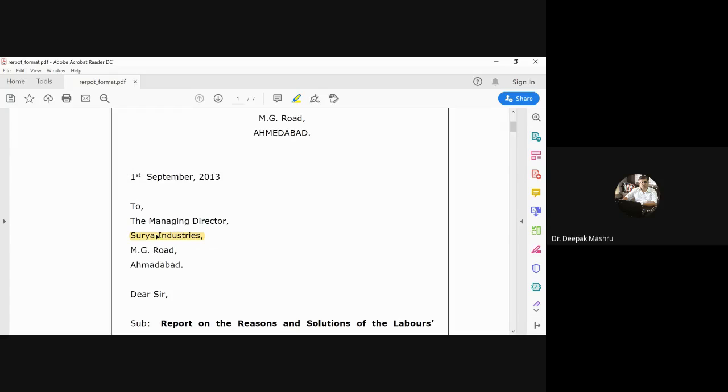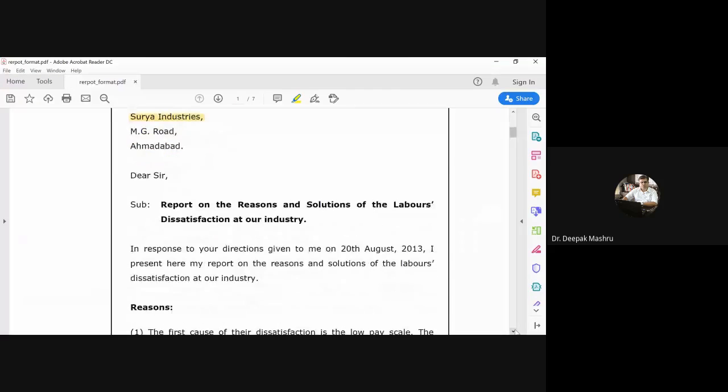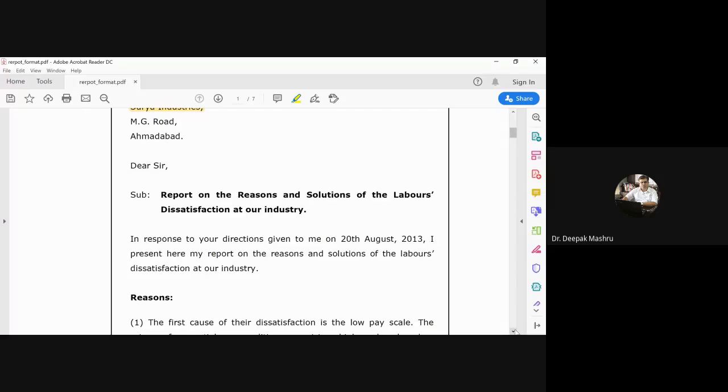Then the inside address. I have used close punctuated, that's why it is: The Managing Director, Surya Industries, MG Road, Ahmedabad. If you go with open punctuated form, there is no need to add a comma at the end of address lines. Then you go with Dear Sir. Here you can go a little bit formal, for example, Dear Mr. Sharma, Dear Mr. Rajiv. You can write such a thing if you wish. There should be a comma without fail.